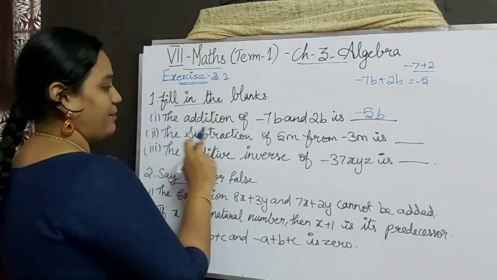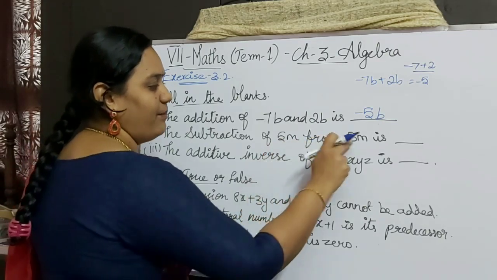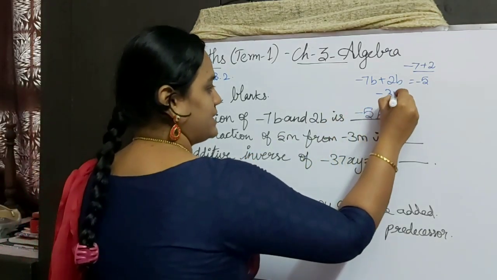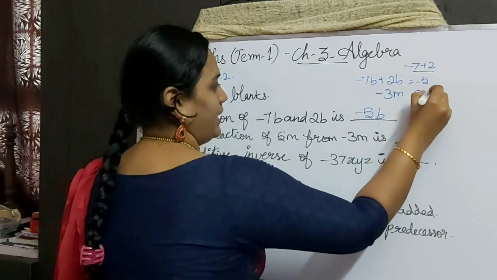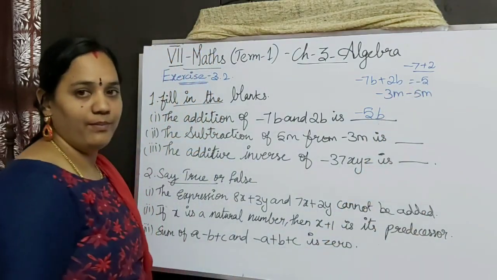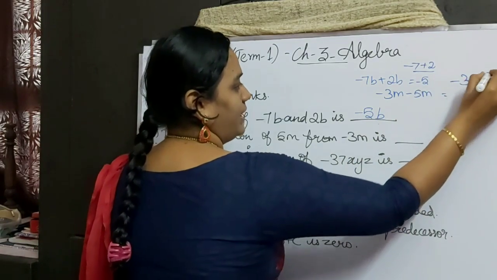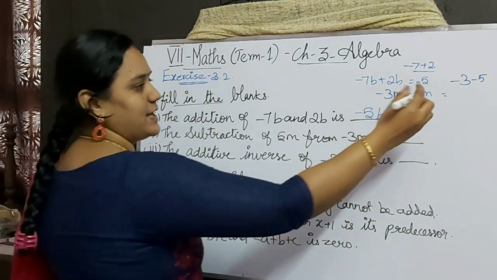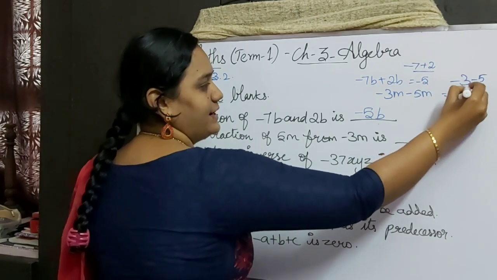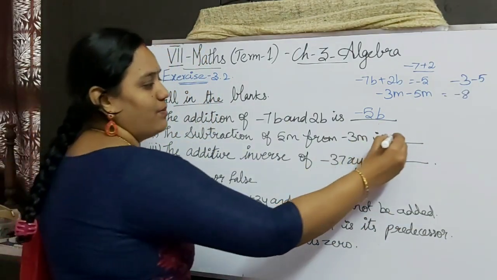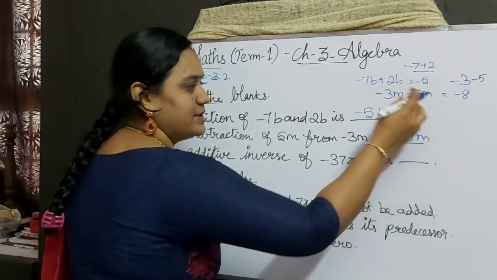Second one, the subtraction of 5m from minus 3m. The word "from" comes, so we have to write minus 3m first, 5m next, and in between we have to put one minus. Okay, here the coefficients are minus 3 and minus 5. Same sign, we have to add. So 8, the greatest number's sign is minus. So minus 8m, m is the variable.